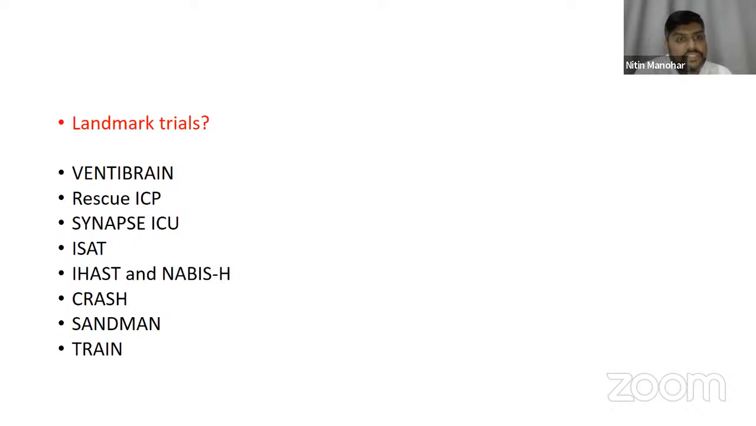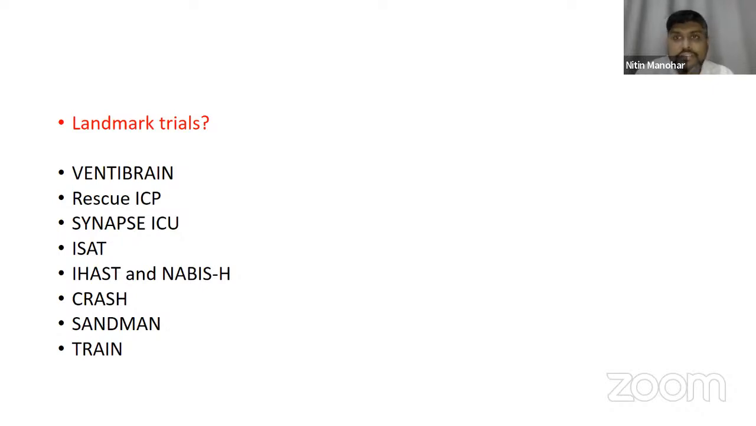ISAT was the International Subarachnoid Aneurysm Trial. This changed the game and led to more endovascular coiling for aneurysm procedures. IHAST and NABIS have said that hypothermia is not beneficial in brain injured patients. So we don't practice hypothermia routinely. We don't induce hypothermia in brain injured patients.